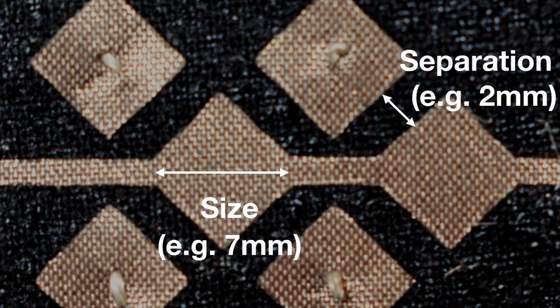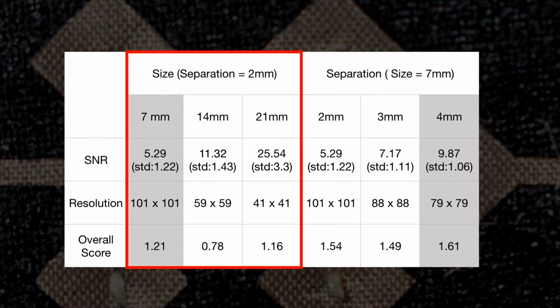Next, we need to determine the proper size of the electrode and the separation distance between the electrodes, which are two factors that affect sensor sensitivity. Thus, we conduct two experiments. In the first experiment, we test the electrode with a size of 7 mm, 14 mm, 21 mm, with a fixed separation of 2 mm. The results are revealed in the left side of the table. Clearly, 7 mm is the best option among three sizes, considering the balance between the sensitivity and the resolution.